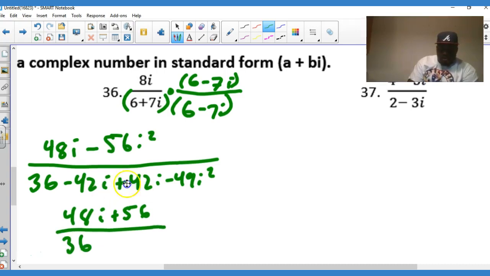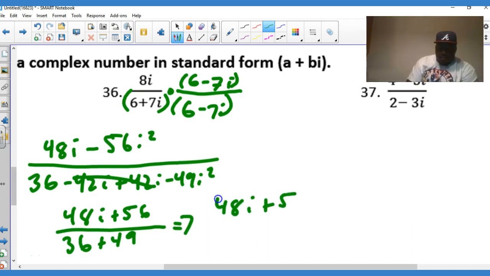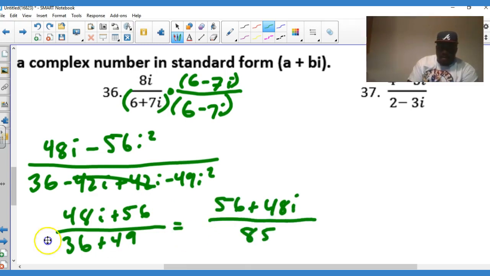See this cancel, guys, right here, just like we did up there on the previous problems. Conjugate times conjugate, that middle always cancels. Alright, and again, the i squared is negative 1. So that's going to be positive 49. Okay, and you end up with 48i plus 56. Actually, you know what? Let me write that in standard form. You actually get 56 plus 48i all over 85.